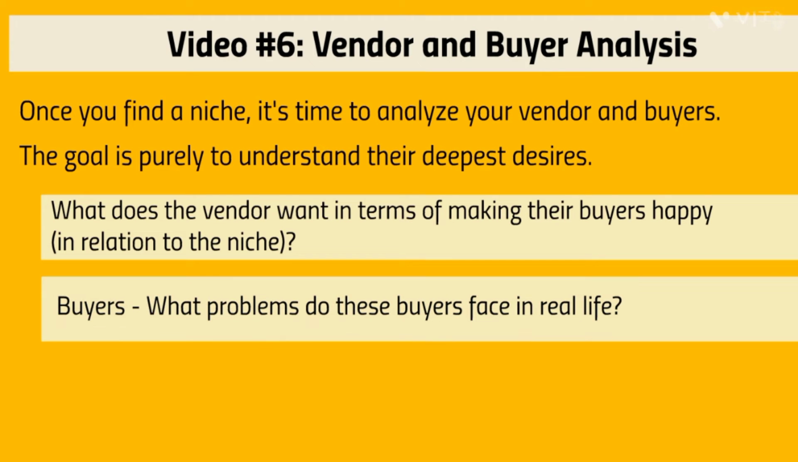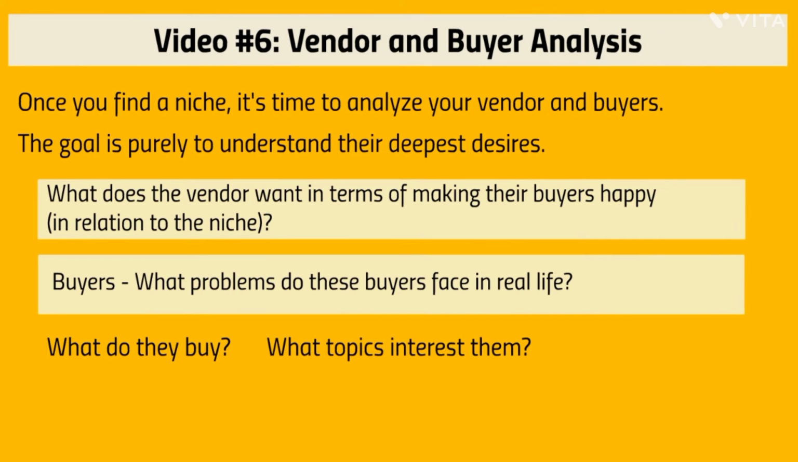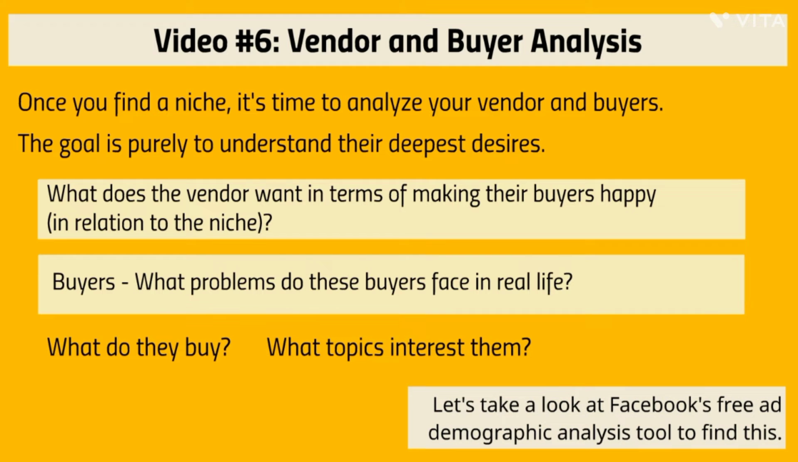Now, in terms of what the buyer wants, we need to figure out what problems these buyers face, what they want to buy, what topics interest them, what topics don't, and what the demographics are. What does this buyer look like? Maybe this buyer is a very specific demographic, a very specific type of person. Is it a male? Is it a female? What do they like? What don't they like? If you know that, then creating a high value offer that you can place on the vendor's thank you page is going to be much, much easier.